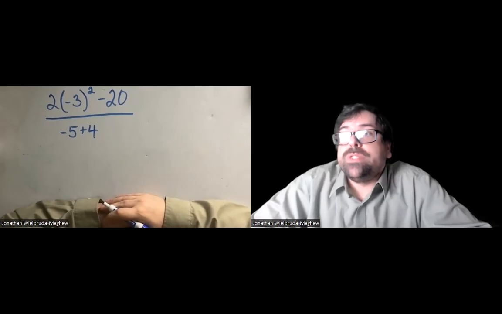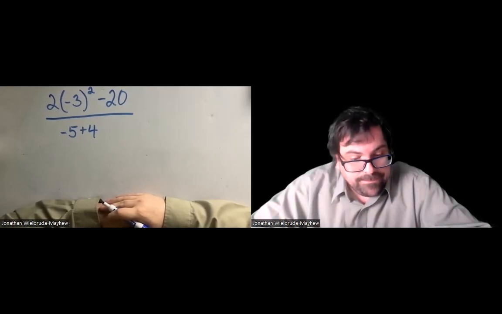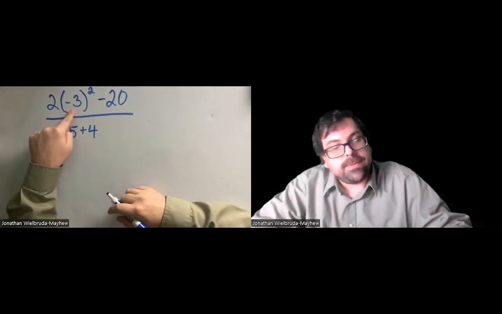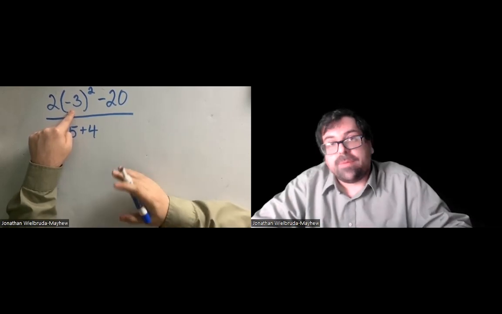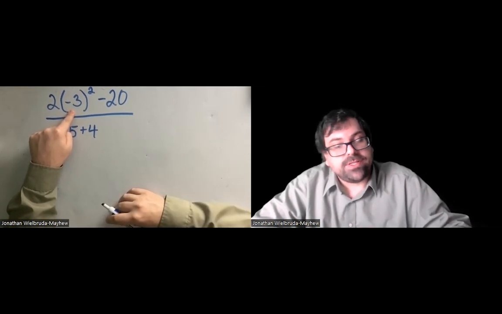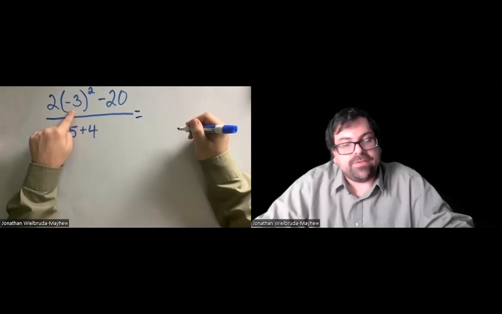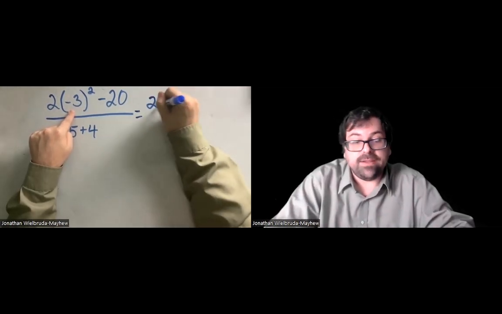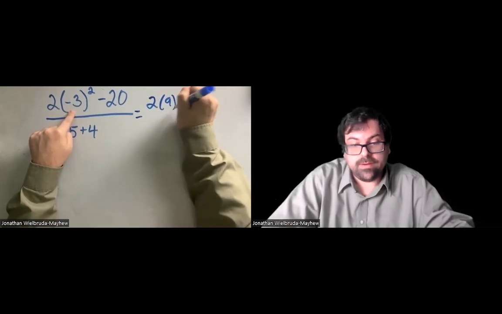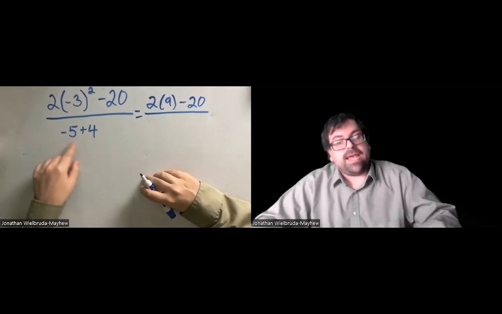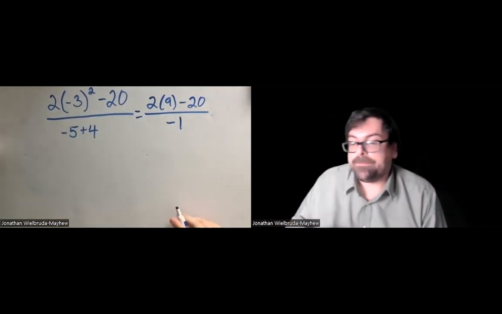Next step, we have 2 times (negative 3) squared minus 20 on the top and negative 5 plus 4 on the bottom. The negative is inside parentheses. Order of operations says we have to take care of this exponent first. Negative 3 squared means negative 3 times negative 3, which is positive 9. On the bottom, negative 5 plus 4 is negative 1.